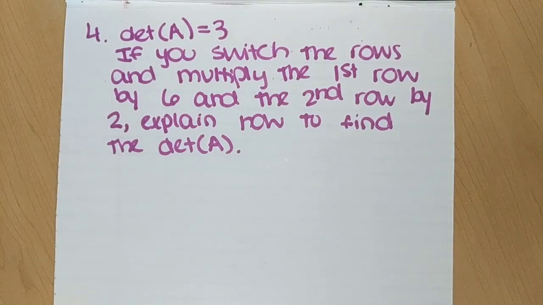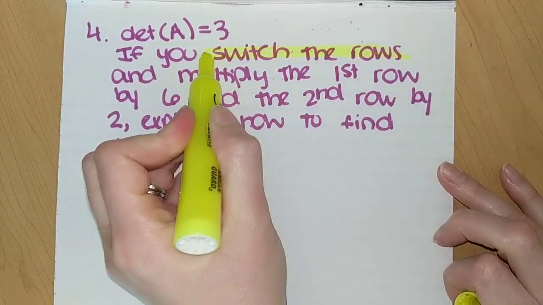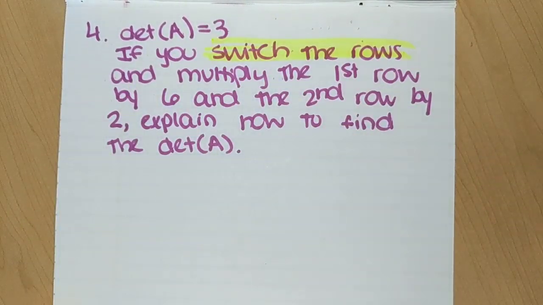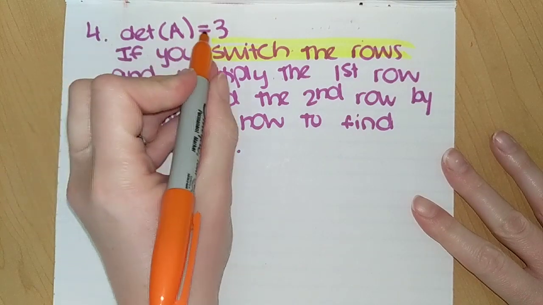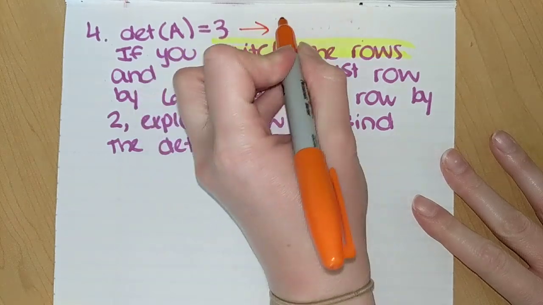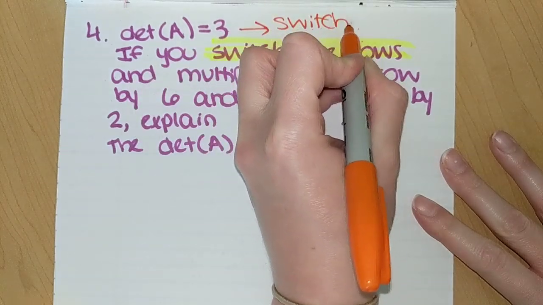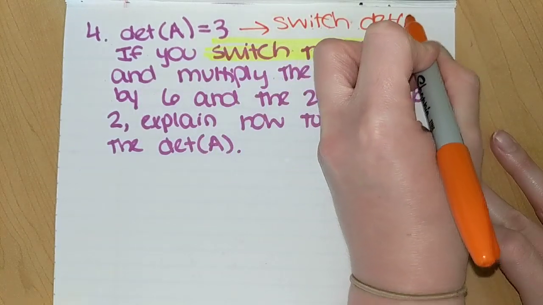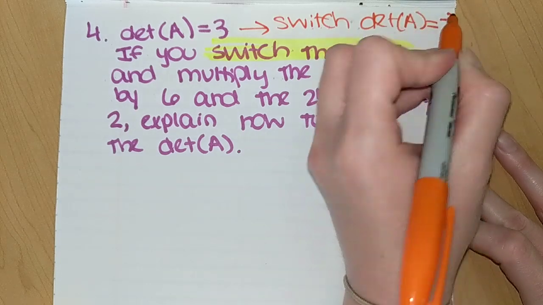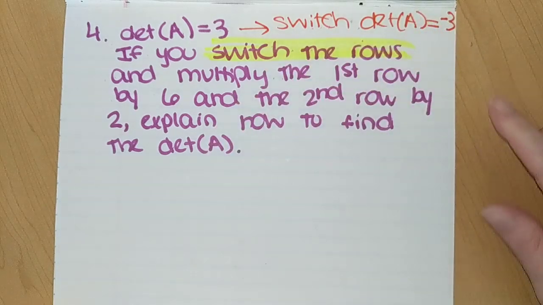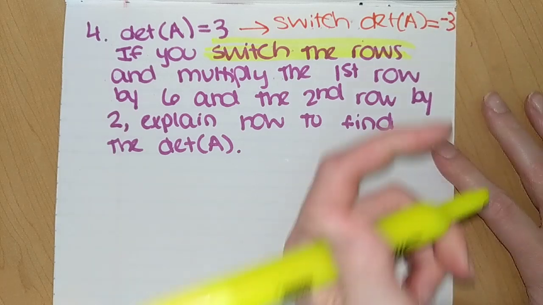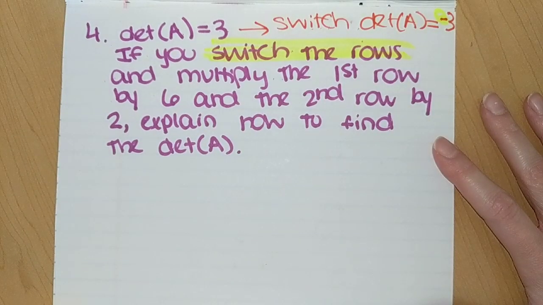First thing is that if you switch the rows, that is basically going to change the sign of the determinant. So if your determinant of A is equal to 3 and you switch the rows, that means that your determinant of A will be equal to -3. So switching the rows changes it to a negative sign, whatever the determinant might have started out as.